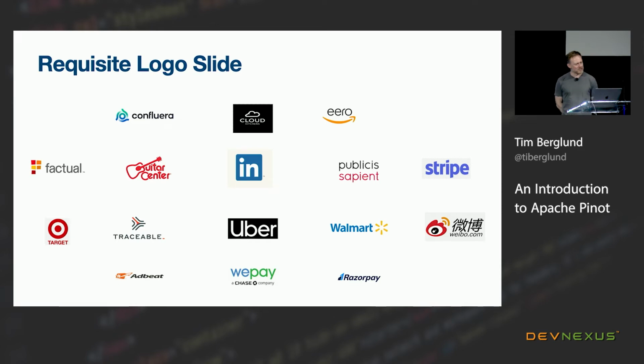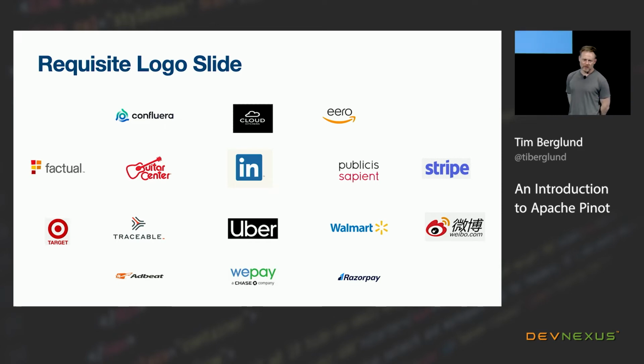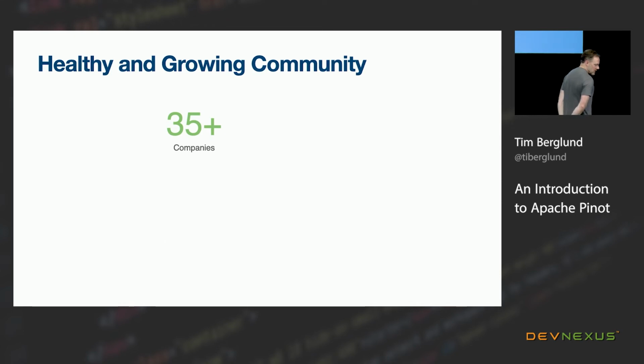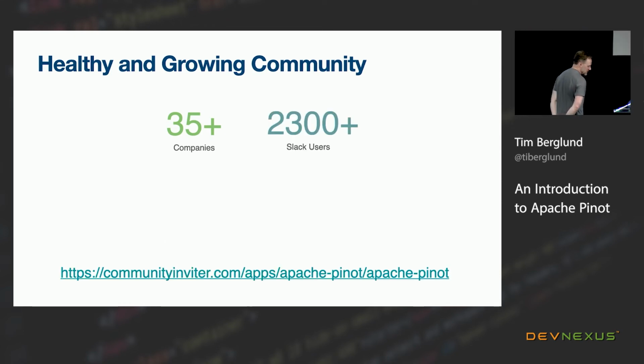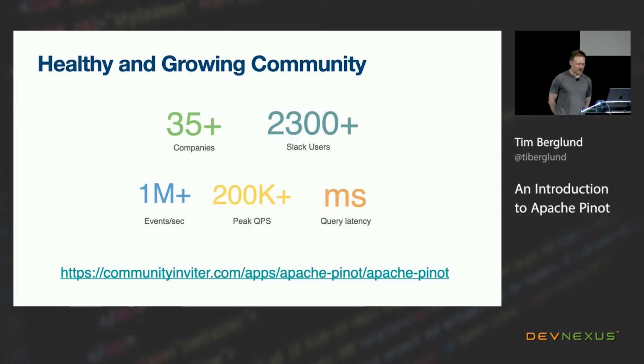Also really international. The footprint is a lot less North America focused than I normally see. There's a lot more activity in India with respect to Pinot than I've seen, say, with Kafka or Cassandra. So always nice. Growing community, Slack workspace. StarTree has a cloud service that is already up and running, serving customers and growing in data and queries, and it's good.